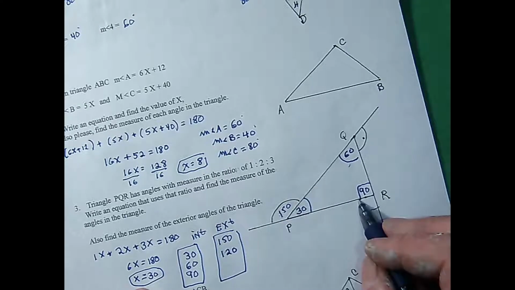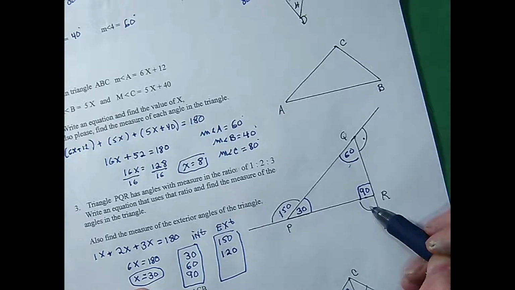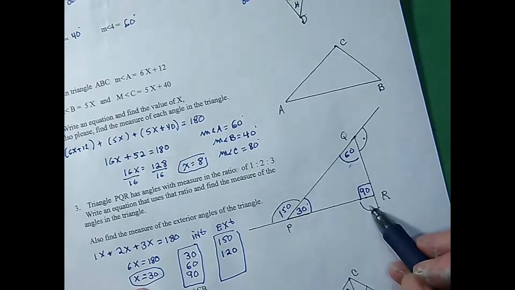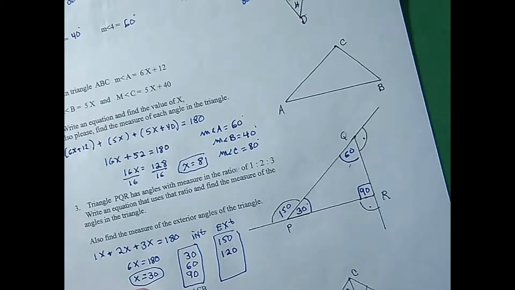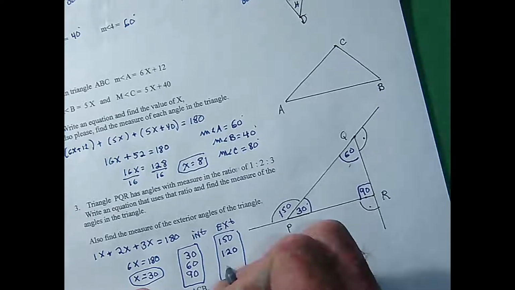And then the exterior angle at R, it's going to be 90, isn't it? But doesn't this angle also equal the sum of those two angles? Yeah, an exterior angle of a triangle does equal the sum of the remote inside the triangle, but far away inside the triangle angles. So the exterior angle at R was also 90.